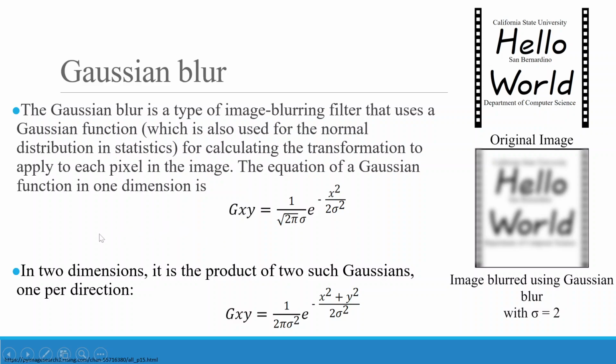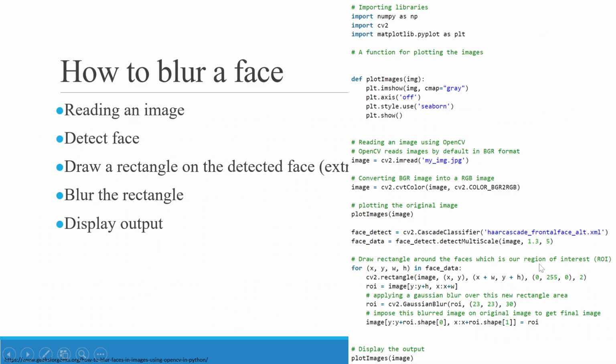In the two-dimensional domain, the equation is like this. By this function, you can do the Gaussian blur like this. This is the original image, and this is the blurred image using Gaussian blur with the parameter being 2. Okay, so this is the whole workflow for how to blur a face.